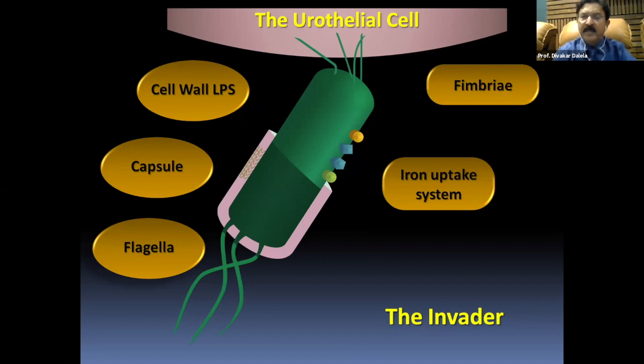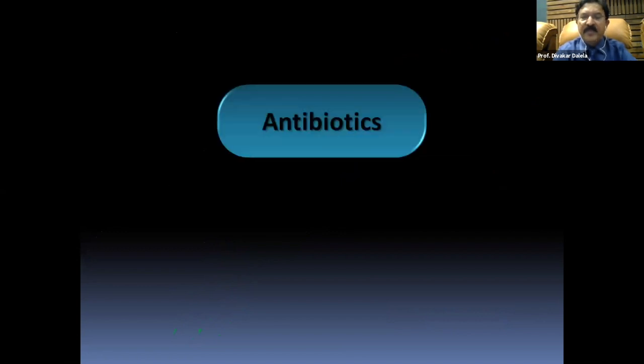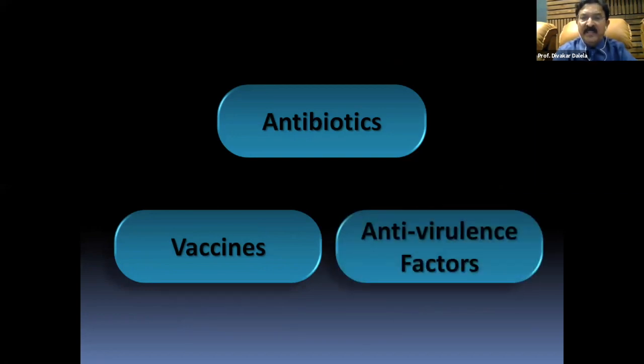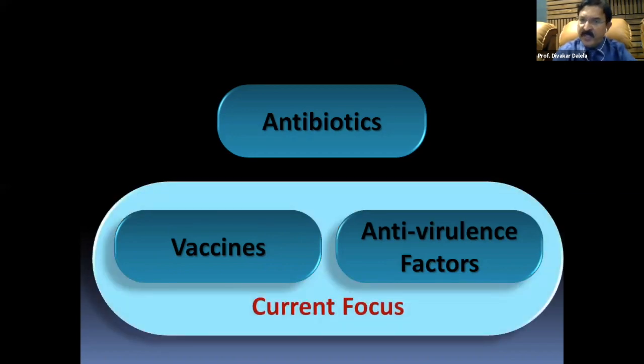It has built-in armor, it has built-in weapons. So the strategy for us in future is how we can weaken the bacteria. We have used antibiotics for many long years to kill this bacteria, but we realize that we can use vaccines and we can use what are called anti-virulence factors. These two things have become our current focus of attention.